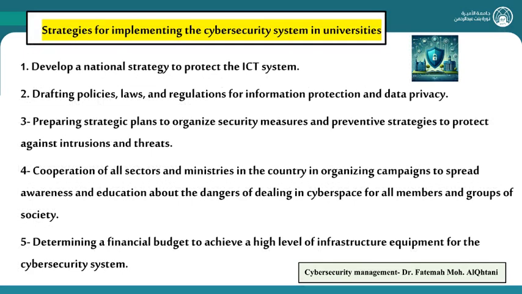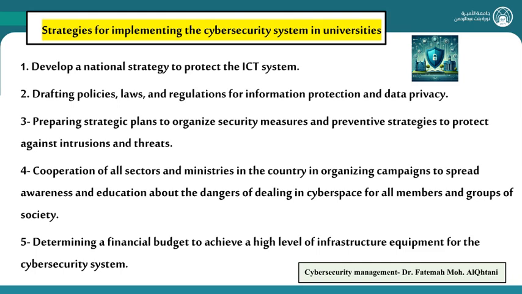What are the strategies for implementing cybersecurity system in universities? 1. Develop a national strategy to protect the ICT system. 2. Drafting policies, laws, and regulations for information protection and data privacy. 3. Preparing strategic plans to organize security measures and preventive strategies to protect against intrusions and threats. 4. Cooperation of all sectors and ministries in the country in organizing campaigns to spread awareness and education about the dangers of dealing in cyberspace for all members and groups of society.